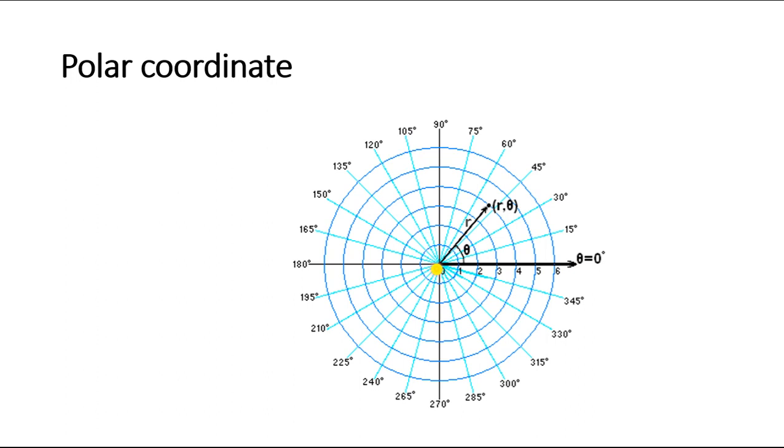r is the distance between the origin and the point P. If r is positive, then the point P lies on the line of theta. But if r is negative, it lies on the opposite line of theta.